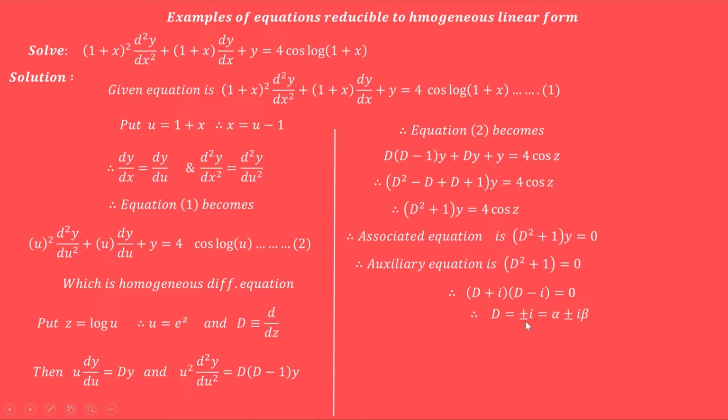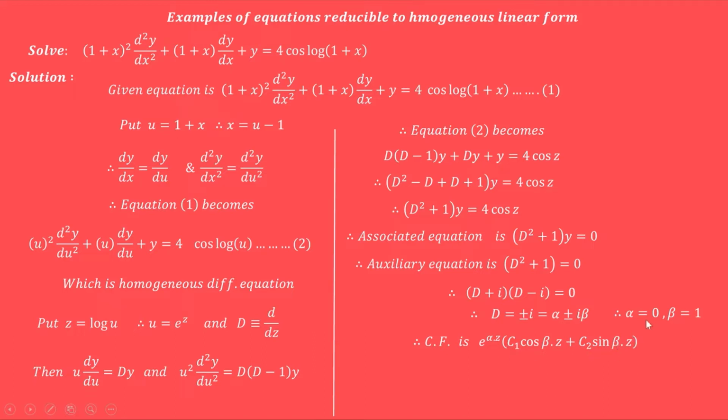We can write this plus minus i as 0 plus minus i. 0 means alpha and 1 means beta. So we can write this as alpha plus minus i beta. So comparing this, we get the value of alpha as 0 and the value of beta is 1. As this is a complex factor, this auxiliary equation has complex roots. So the complementary function is given by e raised to alpha into z into the bracket c1 cos of beta z plus c2 sin of beta z.